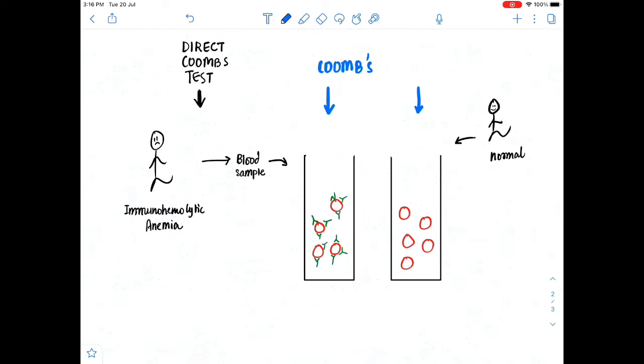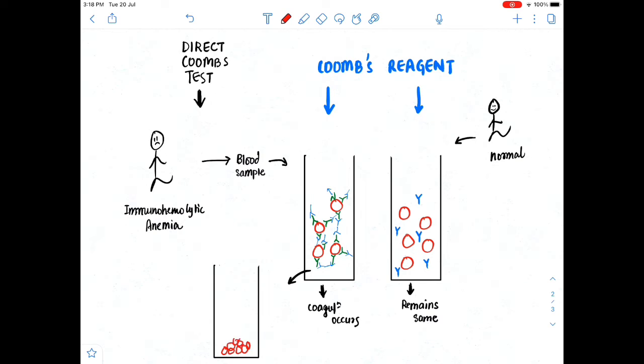We then add the Coombs reagent into both the samples, both the test tubes, to find out whether the coagulation occurs or not. The anti-human antiglobulins bind to the autoantibodies and form a coagulum which is visible to the naked eye. Whereas the normal blood does not coagulate because of the absence of any kind of autoantibodies. When the coagulation occurs, it forms a visible mass which is present at the bottom of the test tube.